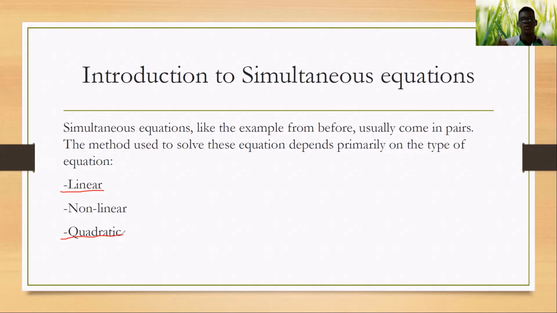You're going to look at what they mean. You're going to look at graphing them. And you're going to look at solving the simultaneous equation aspect of them, right? But there are 3 categories of equations.